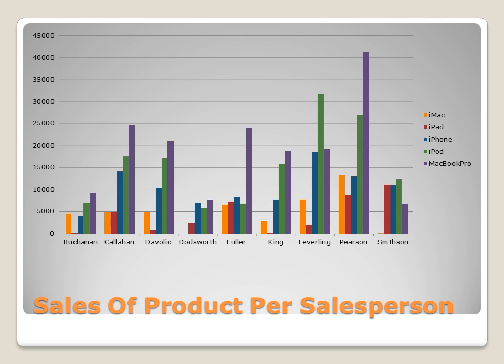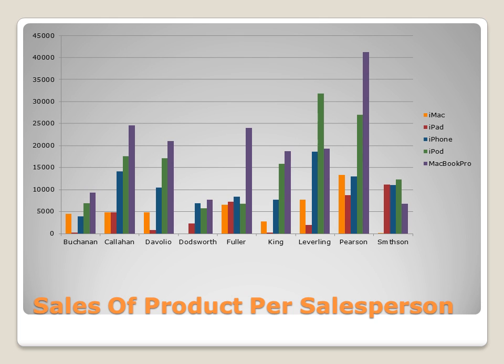The last question I mentioned was the sales of product per salesperson. I find this one very important, like I mentioned, because this allows your manager to see which product you're selling more of, better at, and vice versa, and how well you're doing overall. We're looking at the iPods. Leverling sold the most iPods, about 33,000, which is a great number. Overall, he was a great salesman.